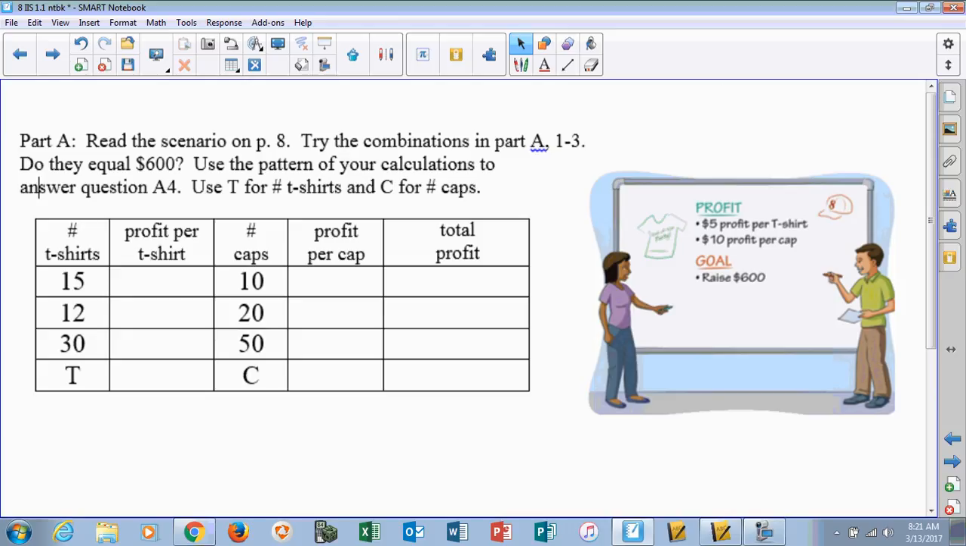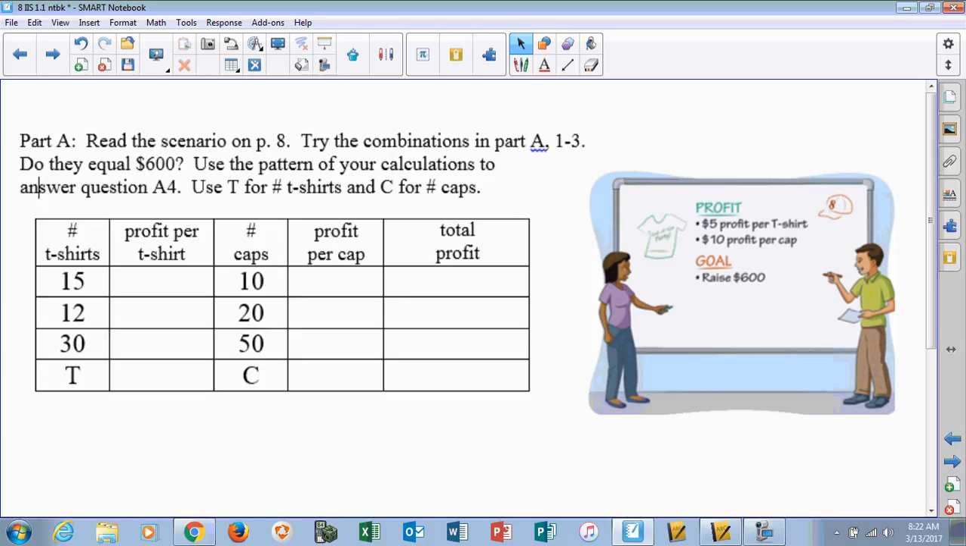So if you turn to page 8, we're going to read the scenario here. And our first task will be to fill in the table below that you see there in part A. So it says, the 8th graders are selling T-shirts and caps to raise money for their end-of-the-year party. The profit for the fundraiser depends on the number of caps and the number of T-shirts sold. So there you can see the chart, which we also have up here on your worksheet. You have $5 profit per T-shirt, $10 profit per cap. Again, their goal is to raise $600.